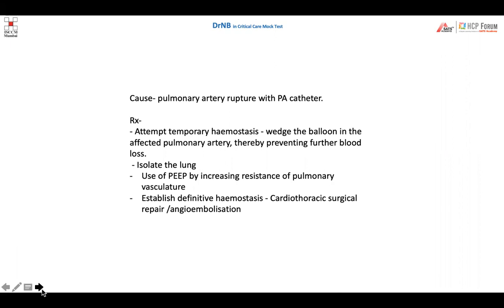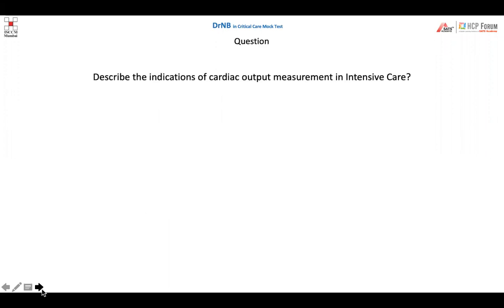PEEP can be applied to increase the resistance of the pulmonary vasculature, and eventually cardiothoracic repair or angioembolization by interventional radiology in the cath lab can also be attempted.